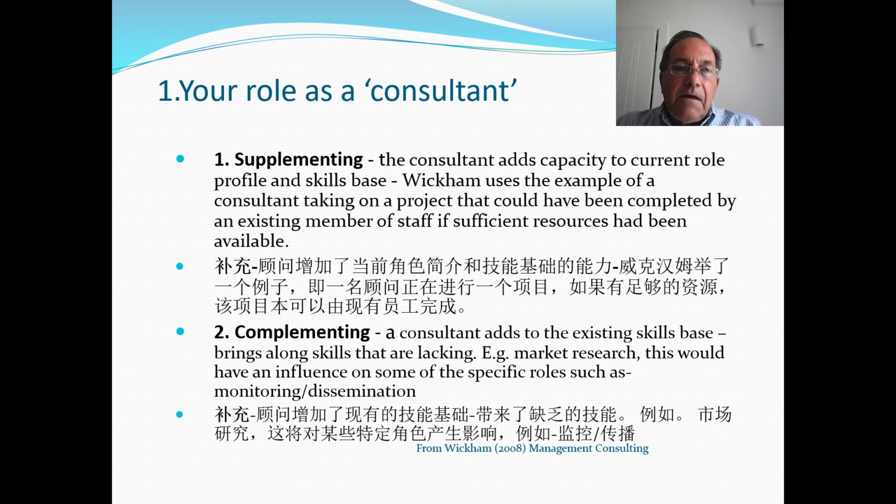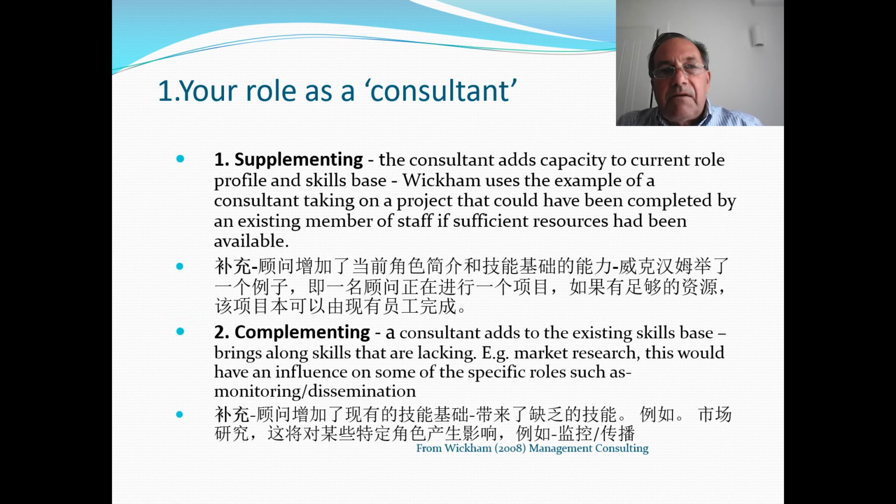In relation to the first area that we touched upon in the previous slide, Philip Wickham identifies 5 different roles that a consultant can undertake. Firstly, the role about supplementing is where they perhaps have the skill set within the organisation, but they don't have the capacity to actually carry out the work that they want the consultant to do.